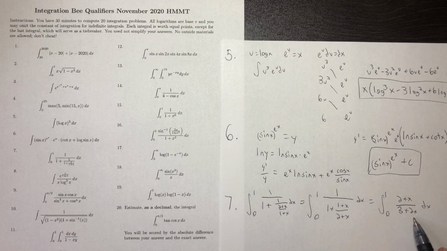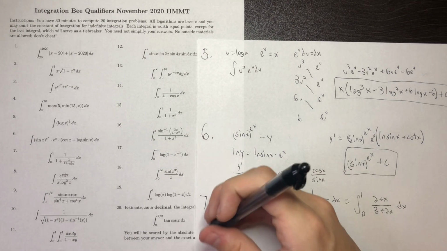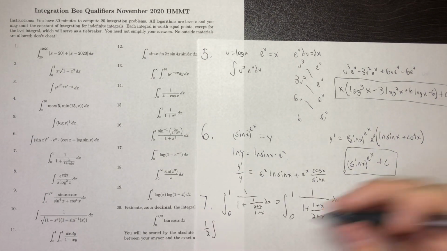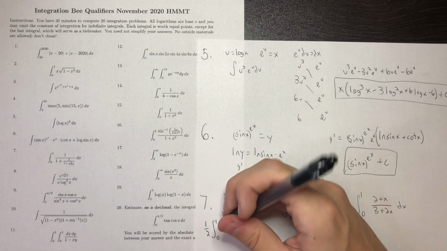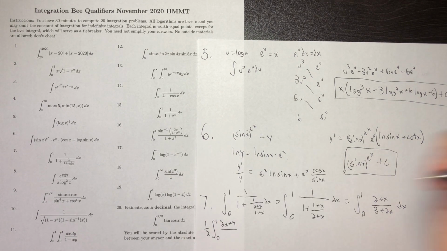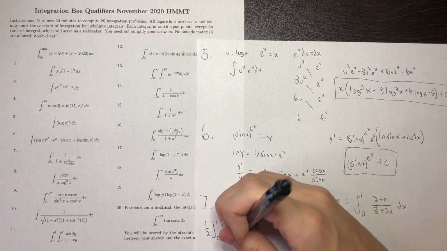So in order to proceed from here, I'm actually going to double it and multiply it by 1/2, because I want these two x's to go away, and you'll see what I mean by that in a second. So doubling it and 1/2ing it, we have 1/2 times the integral from 0 to 1, and now doubling the numerator, we have a 2x plus 4 over 2x plus 3 dx.